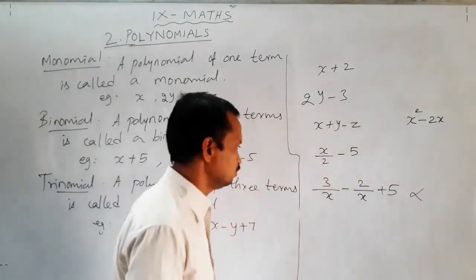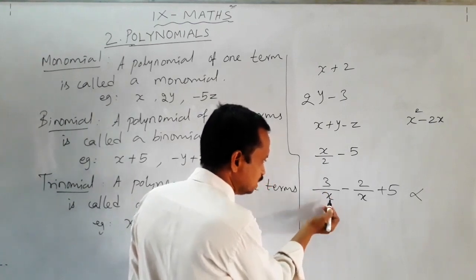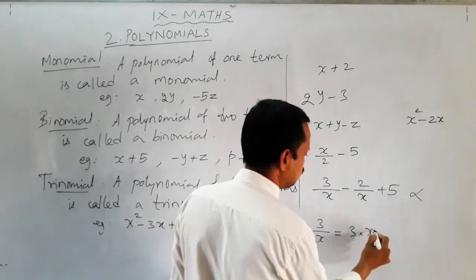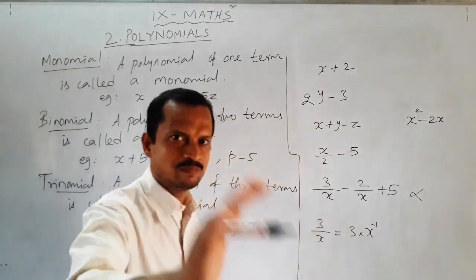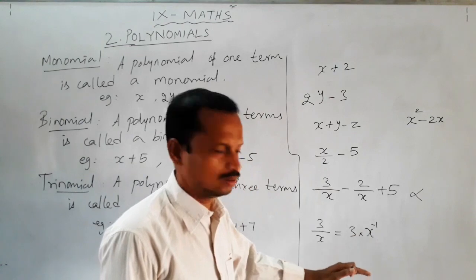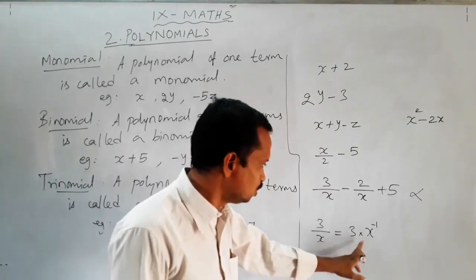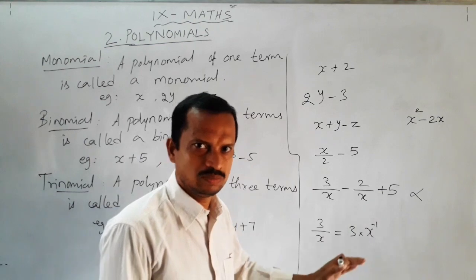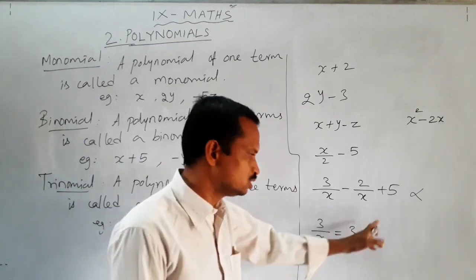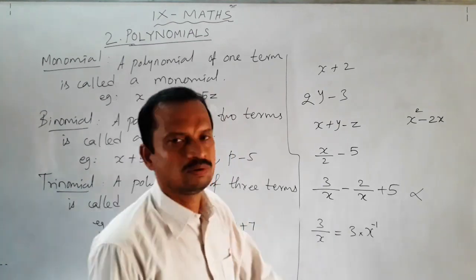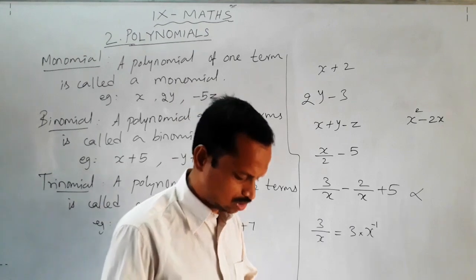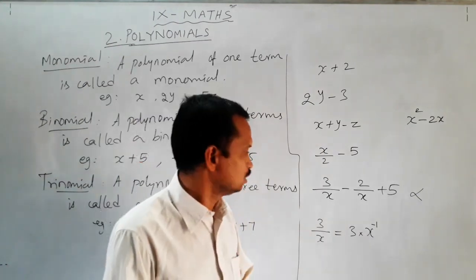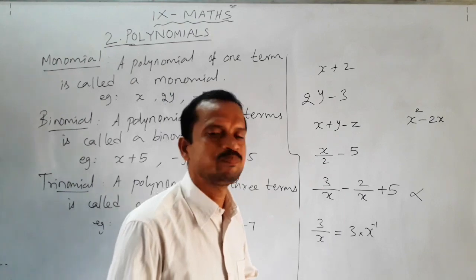This is not a polynomial. Why? Because the variable is in the denominator. So simply, 3 by x we can write as 3 into x power minus 1. If you write it straight, avoiding the denominator, then this is nothing but 3 into x power minus 1. The variable x is in the denominator. If you take it to the numerator, then the positive exponent becomes a negative exponent. That we have read in the laws of exponents in the previous class. We have discussed that. Clear? So here we can write this as 3 into x power minus 1, so there is a negative exponent for the variable x.